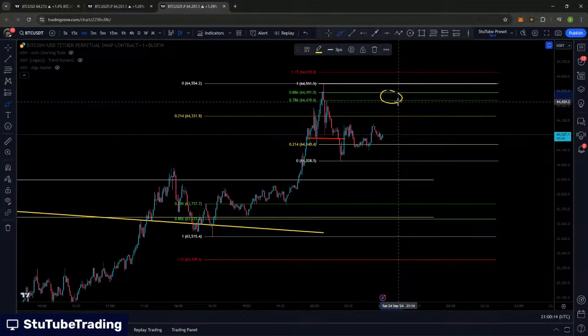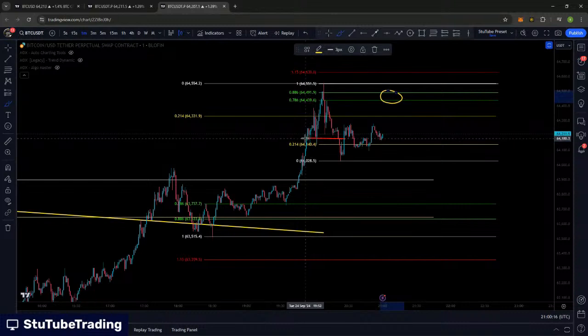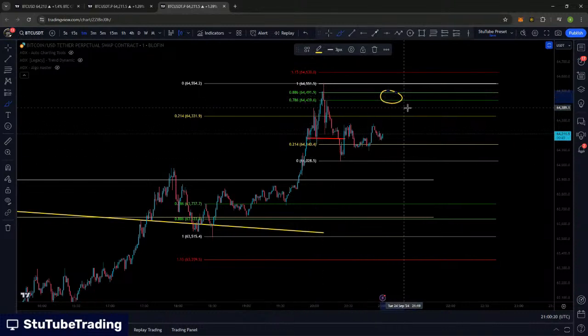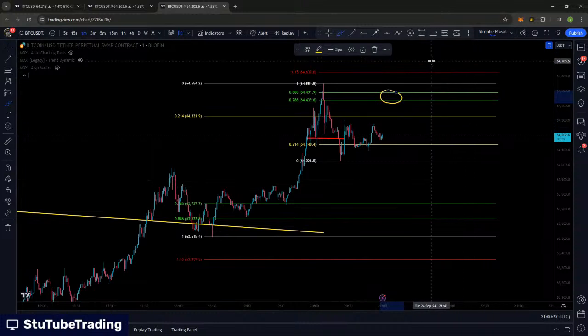That's how I look at a Stuber fib, right? As soon as we break that structure, looking for a pullback up to that box and then looking for the rejection there. So I'm going to get ready to set some orders just in case we get up there.